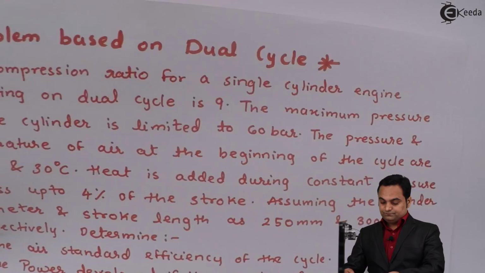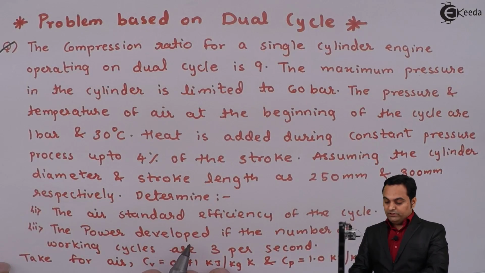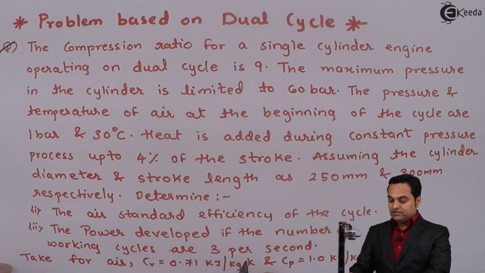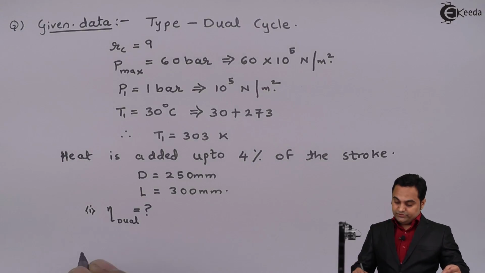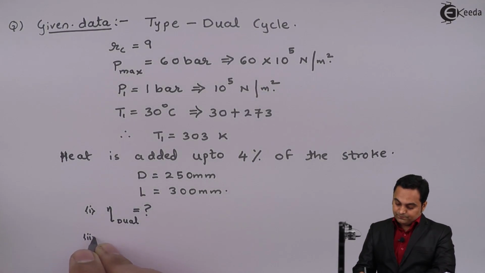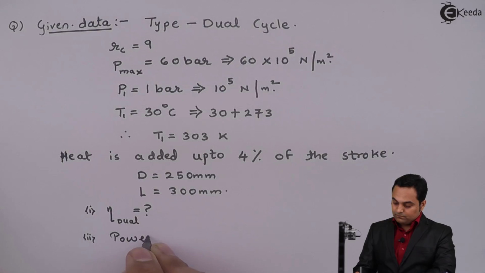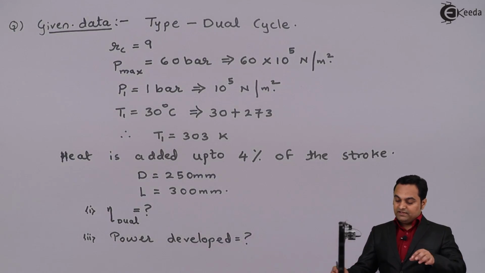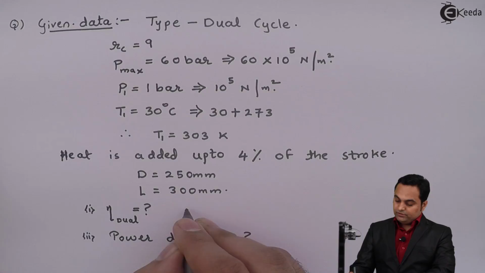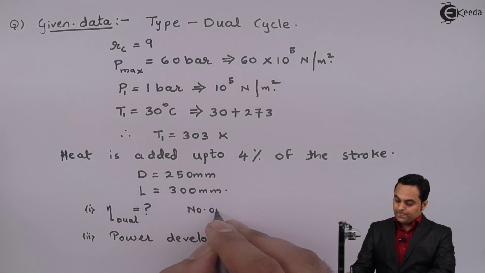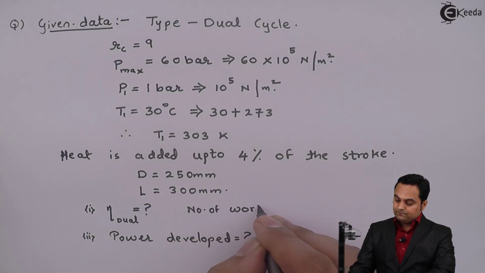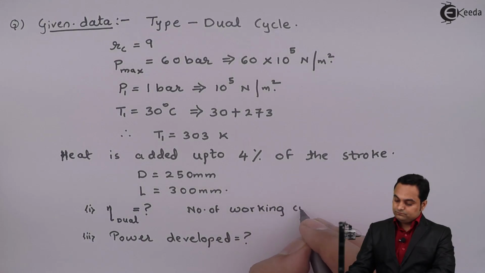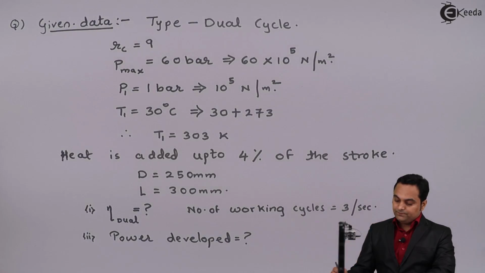Next, the power developed if the number of working cycles are 3 per second. So the second question is, power developed if the working cycles are 3 per second. So I'll write down number of working cycles is equal to 3 per second.